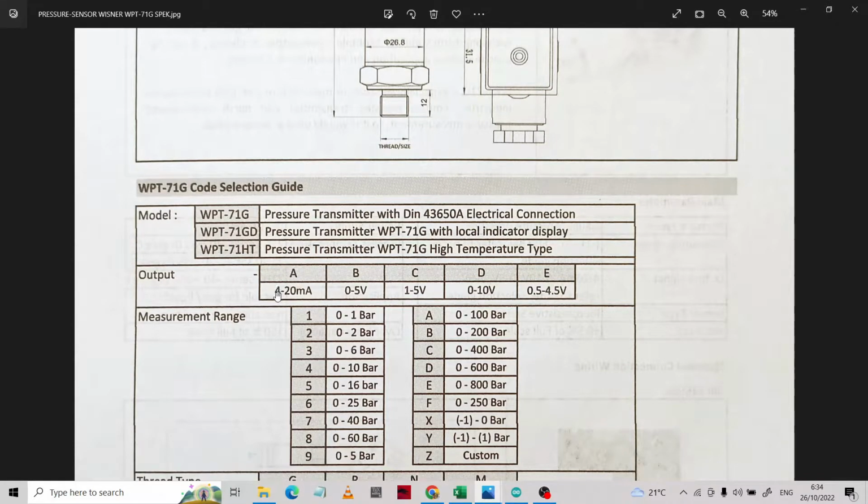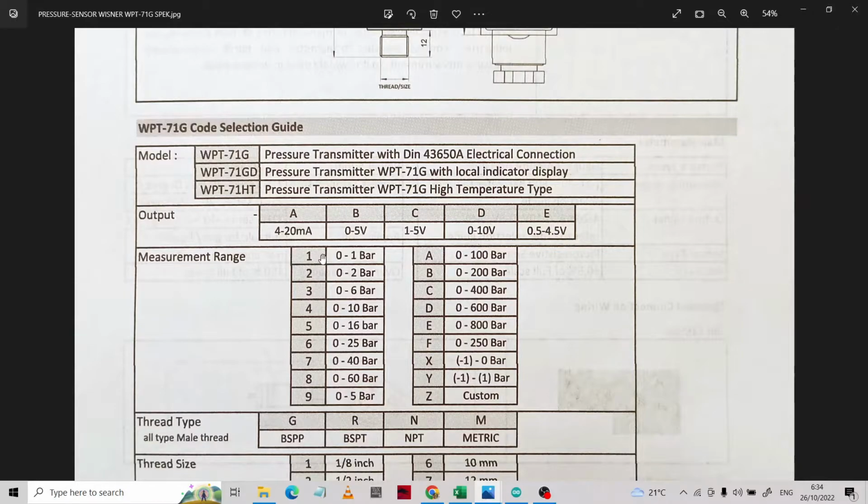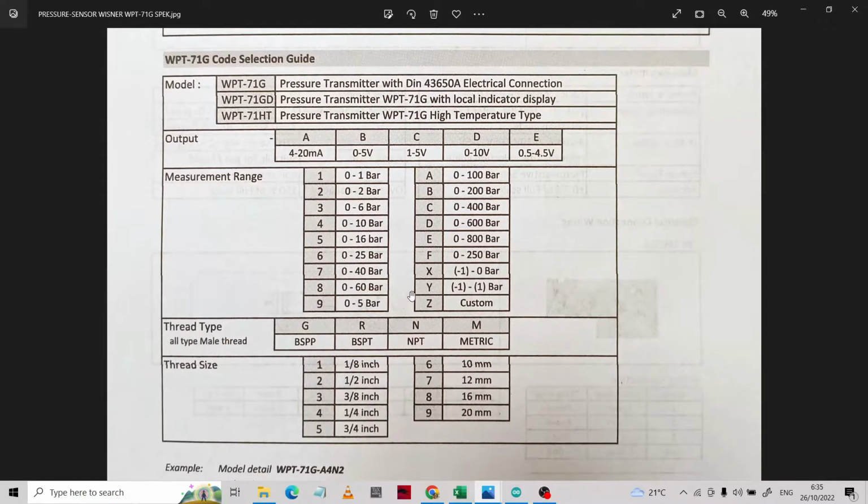The series A means the output is 4 to 20 milliamperes. The measuring range 1 means 0 to 1 bar. And the Z means the type of material. And the last is 4, about the mounting of the output for measuring oxygen. It means 1 per 4 inch.